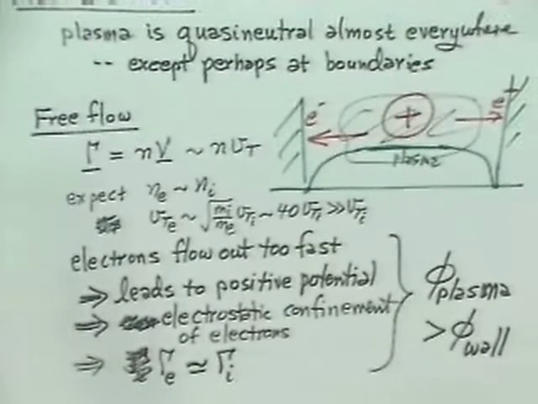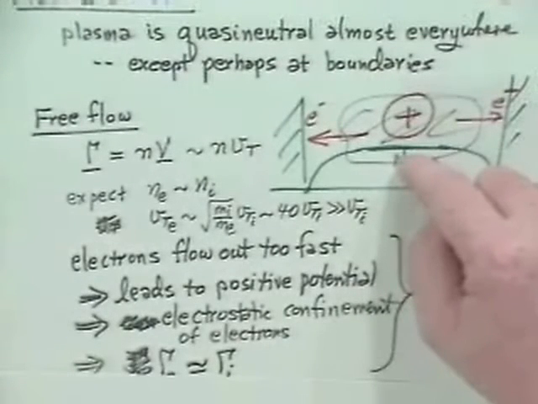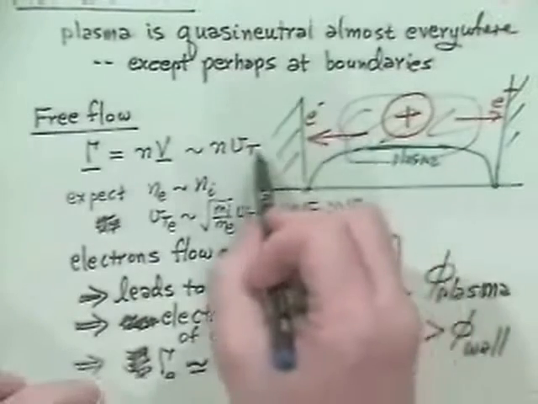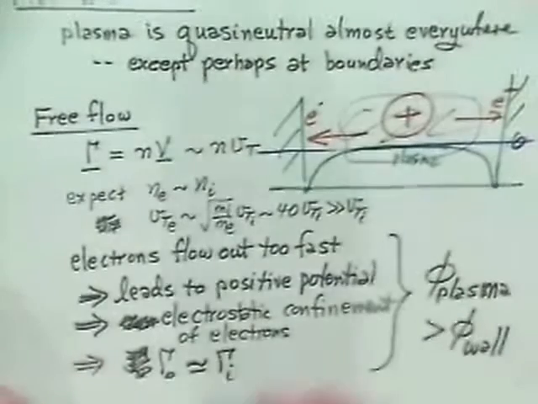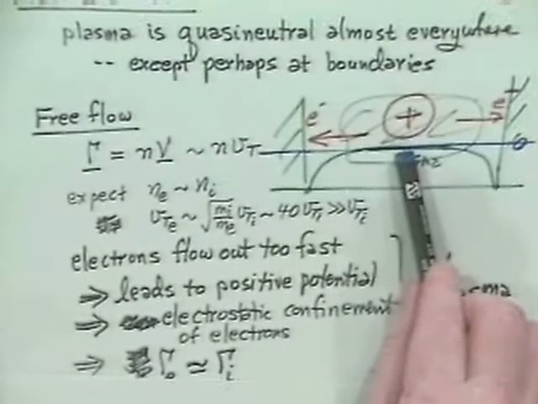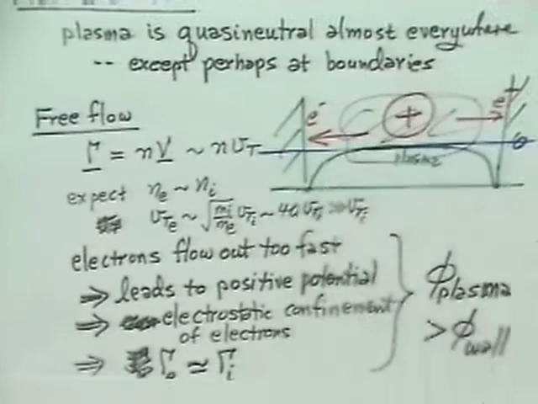However, the conventional way that people discuss this problem is they like to say that the plasma is at zero potential and the wall is at some other potential. And if I use that reference system, then effectively I'm just defining the zero of the potential line here. And so what I've done then is I've said that the potential in the plasma is equal to zero, and that at the wall is equal to some negative value.